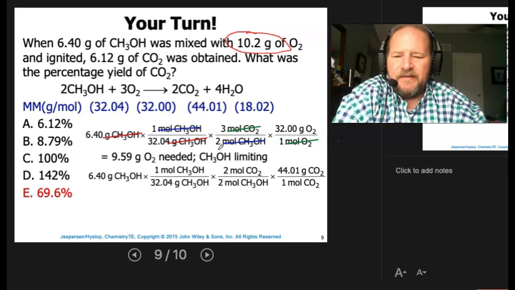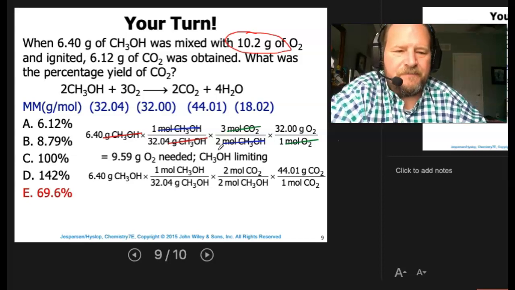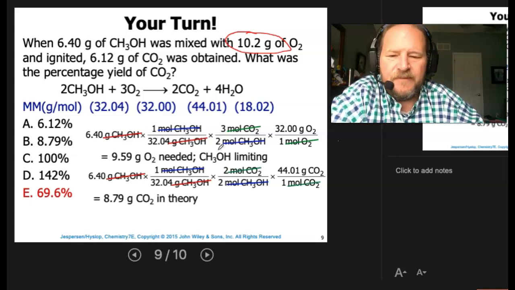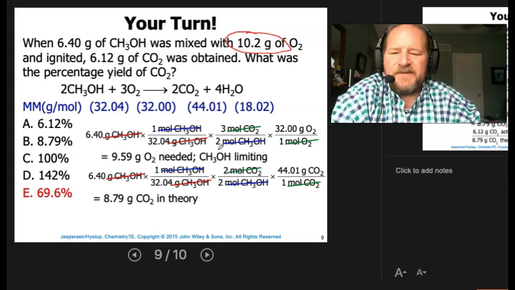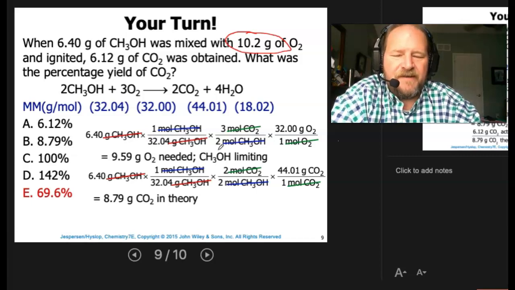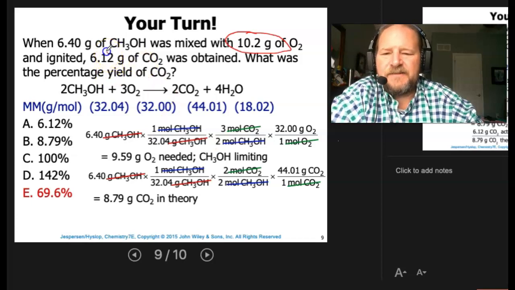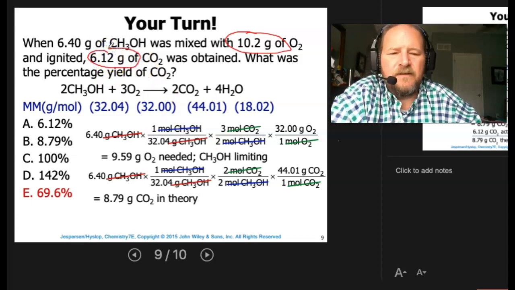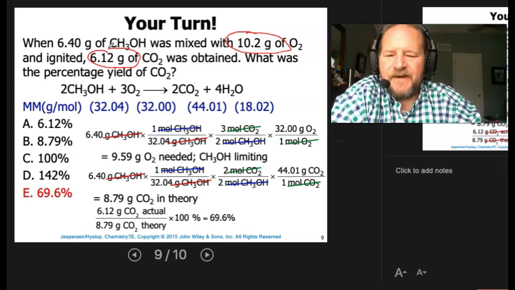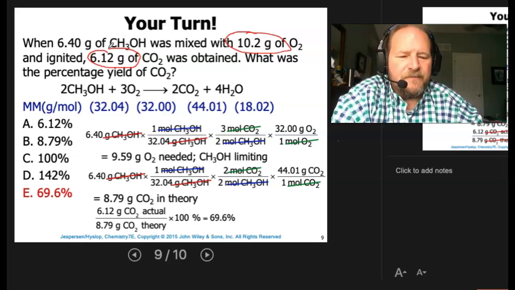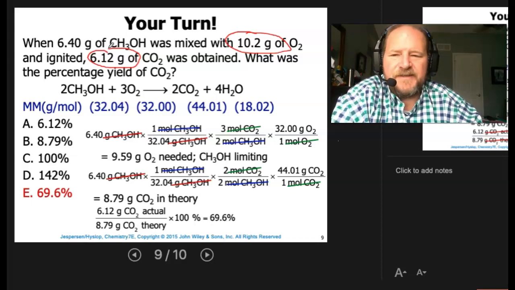So the methanol then will be converted to CO2 this time. Go through the same 3 steps, but now we're going to CO2, and that tells us we should have 8.79 grams of CO2 in theory, right? That's if everything went perfect. However, we obtained 6.12 grams. So now we're going to take 6.12, divide by that 8.79, and that's how we got 69.6. All right. Hopefully you're making short work of that. A nice little easy step to finish off the segment.